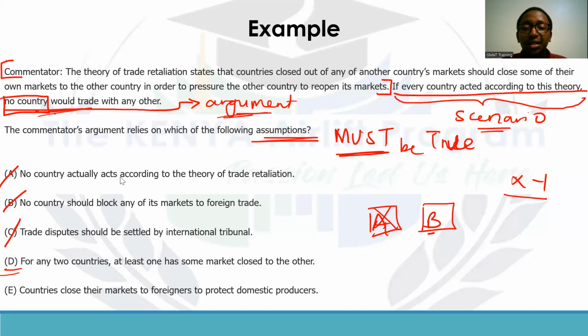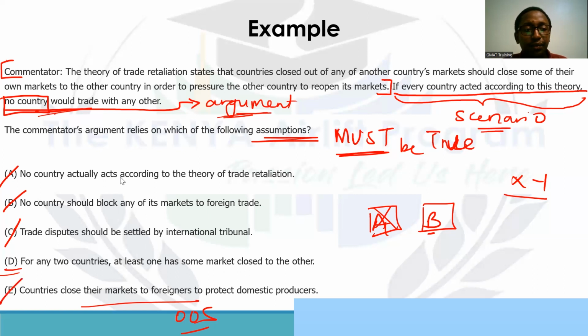So, of course, as long as the market is not blocked according to the theory, the trade will continue. So this theory doesn't state that everyone should just close the markets. It's if the market is closed by the other country first. So you can keep the E, countries close their markets to foreigners to protect domestic producers. So this now is out of scope, doesn't really help us, isn't even related to the argument. So E is out. Our answer is D.